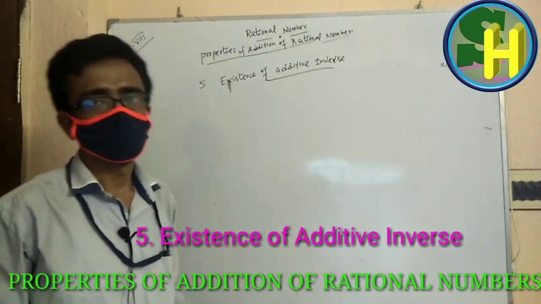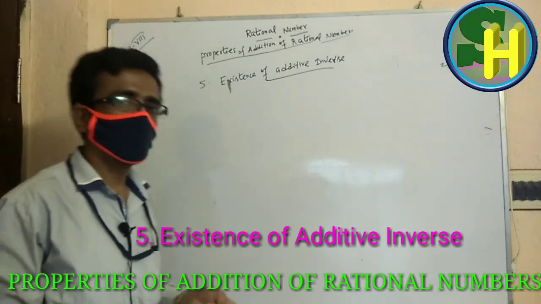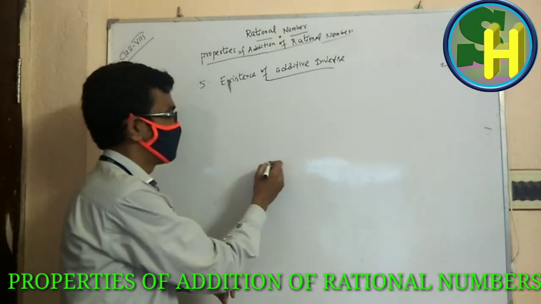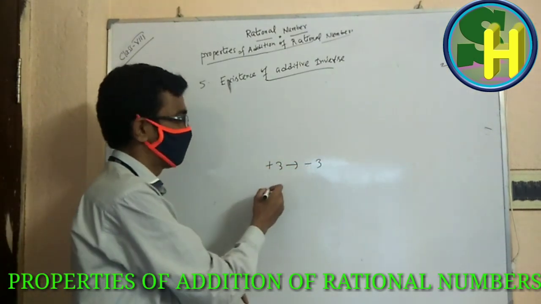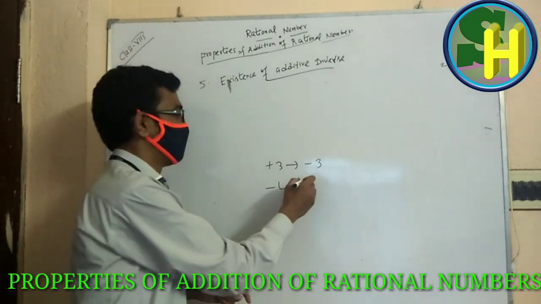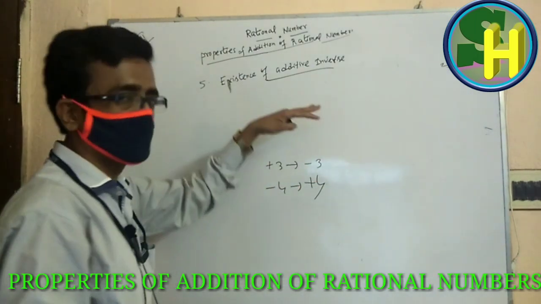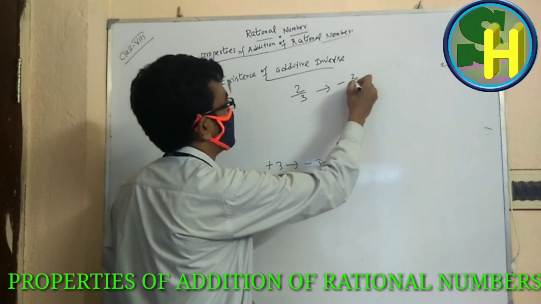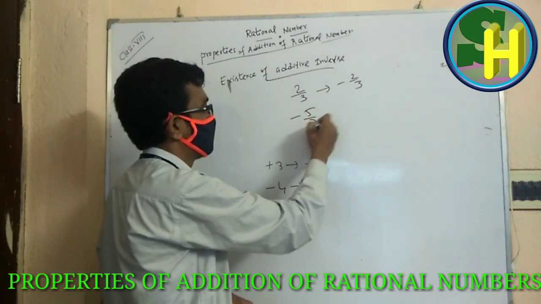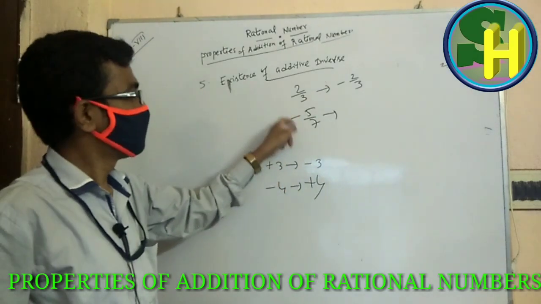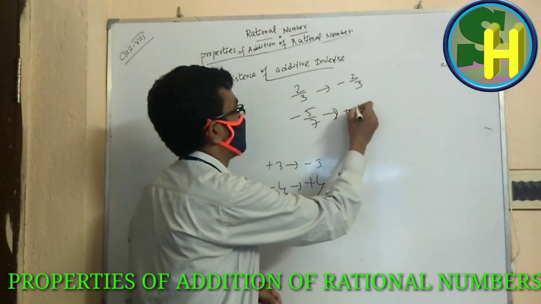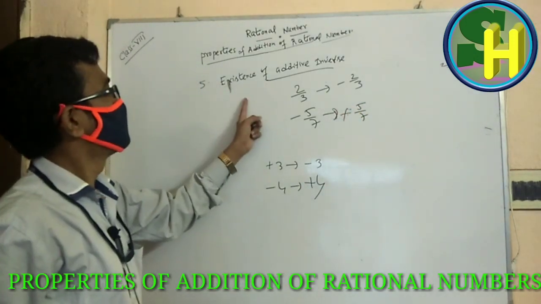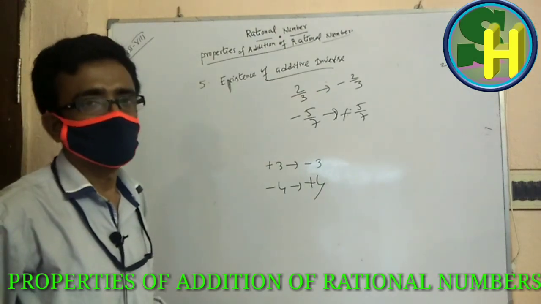Existence of additive inverse. In the case of integers, we have seen the additive inverse of any integer: if the number is 3, the additive inverse is minus 3. If the number is minus 4, its additive inverse is plus 4. Similarly, in the case of rational numbers, I am taking the rational number 2 by 3, and the additive inverse means minus 2 by 3. Or minus 5 by 7 is the rational number, and the additive inverse of this particular number will be plus 5 by 7. This is the property of the existence of the additive inverse.